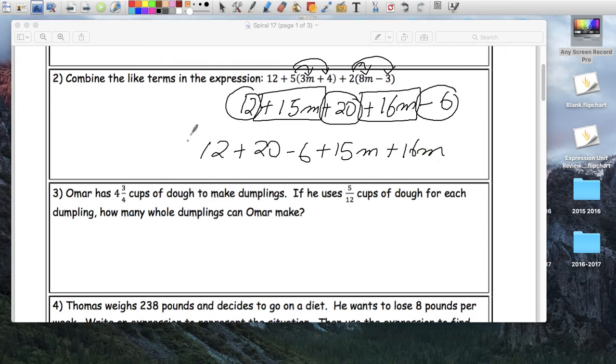Now I can combine like terms. I'm going to combine these three here. 12 plus 20 is 32, minus 6. So 32 minus 6 is going to give me 26. So these three give me 26. And then I'm going to add 15 and 16, which is going to give me 31m. So my final answer is 26 plus 31m.